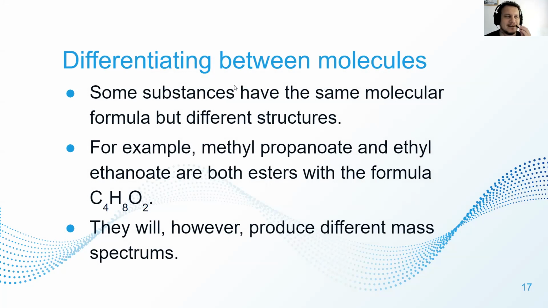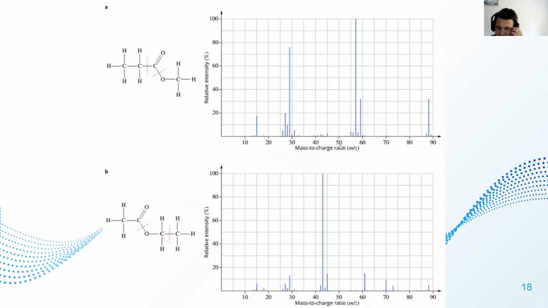Again, I can't imagine they're going to put an ester onto this. That would be horrific. So do we remember our isomers? Ethyl methanoate and methyl ethanoate have the same molecular formula, don't they? But they'll produce slightly different, well, actually quite different fragmentation patterns, depending on which way around they are.